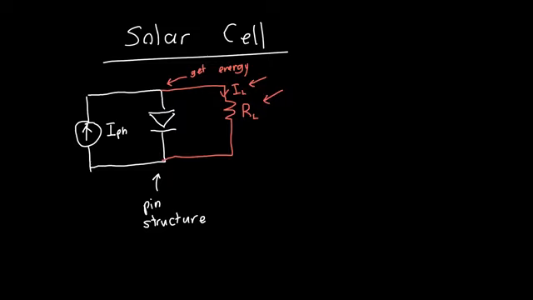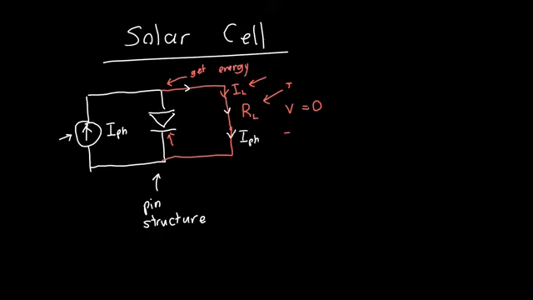So let's just try different values of RL. So first let's try RL equals 0. So what happens when this is just a short circuit? Well, we know the voltage across this short circuit has to be equal to 0 because it's just a wire, which means that we're not applying any voltage to this diode, and all of our photocurrent is getting shunted through this branch. So this is our photocurrent.